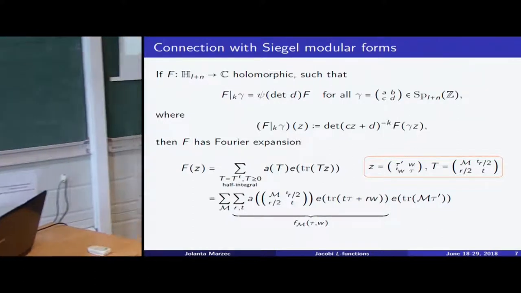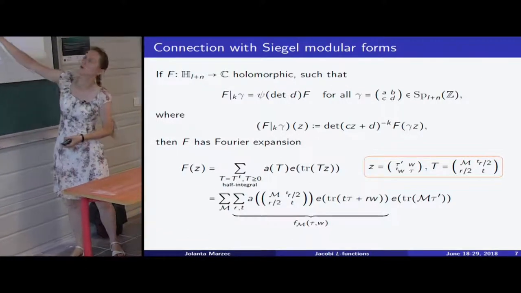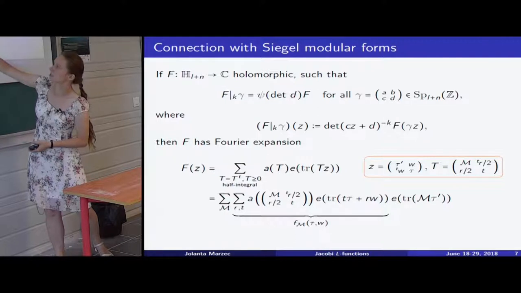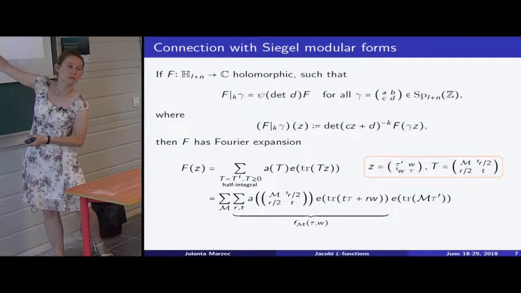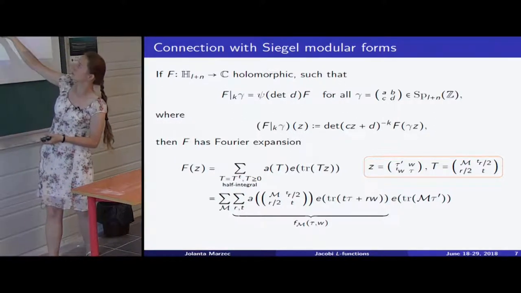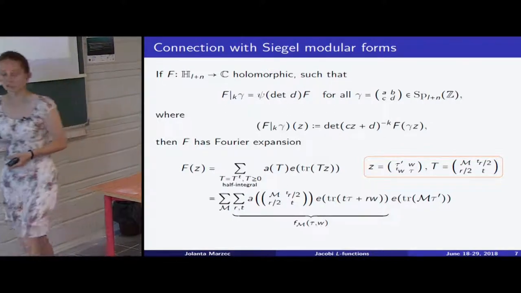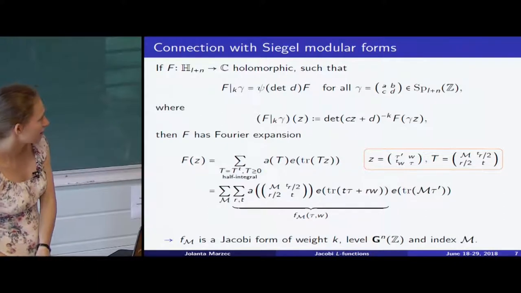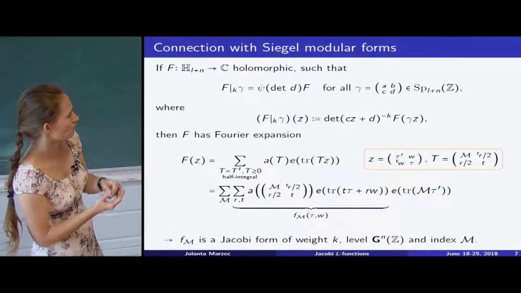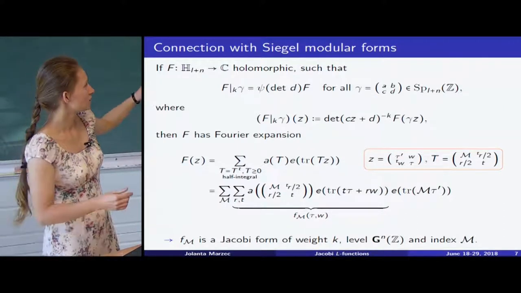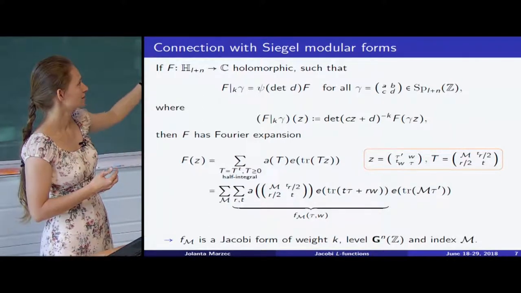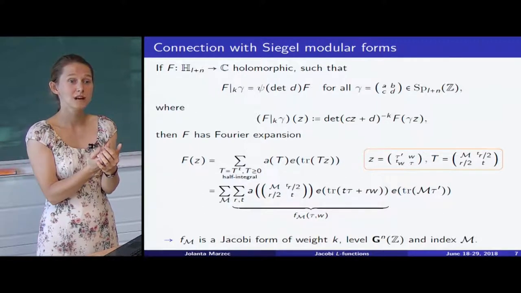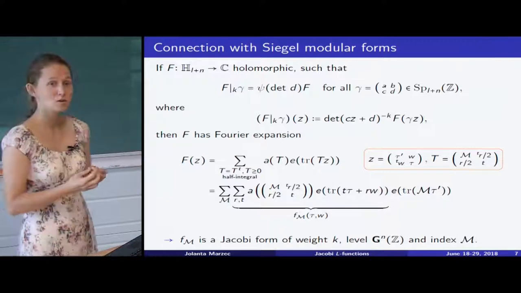As you can see, I extracted the part which contains the variable tau prime that I chose at the beginning. Everything else that stays in the middle is just a function that depends on the variables tau and w. Actually, this function inside, which obviously depends on the matrix M, turns out to be a Jacobi form. It's a Jacobi form of the same weight as the modular form we started with, of level Gamma_n over the integers and of index M. Since Jacobi forms occur in the Fourier expansion of Siegel modular forms, and this expansion is called the Fourier-Jacobi expansion, they may be used to study Siegel modular forms. This is one of the reasons why they are interesting.